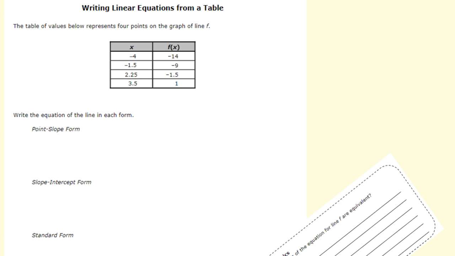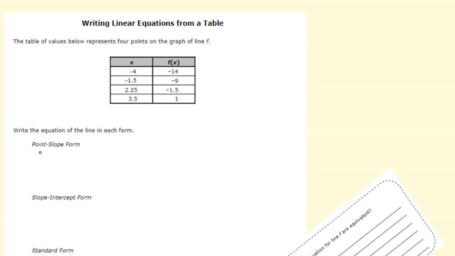So we are going to write the equation of the line in each form, starting with point-slope form. So to write in point-slope form, from my formula chart, I would go look at that because I have a hard time remembering it. But it's y minus y1 equals m times x minus x1.